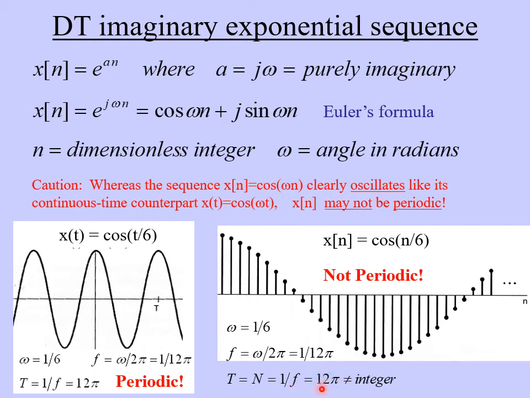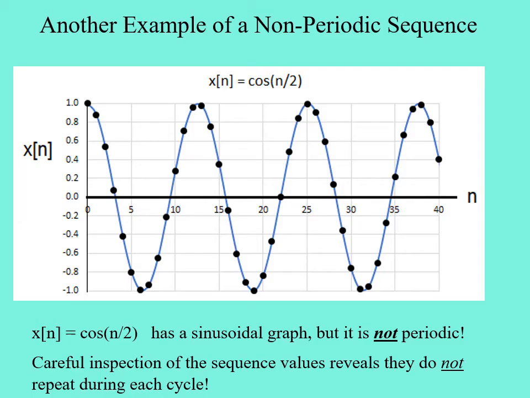But here's a problem. 12 pi for a period is not an integer. And remember, a discrete time sequence has an index that has to be an integer. In other words, n equals 0, 1, 2, 3, 4, 5, 6, and so forth. n is never equal to 12 pi, because it's not an integer. So this is one way of showing that this thing is not periodic. It doesn't exactly repeat itself.